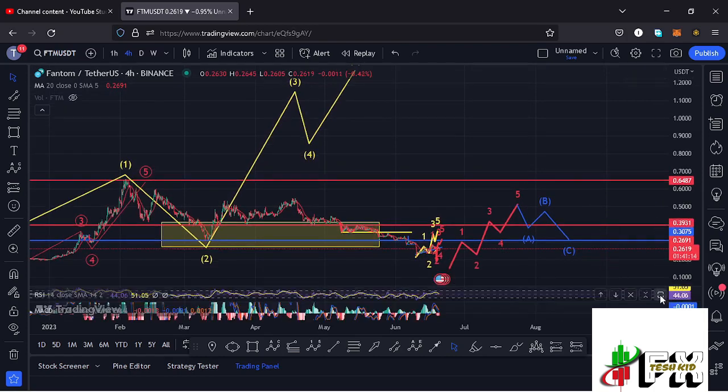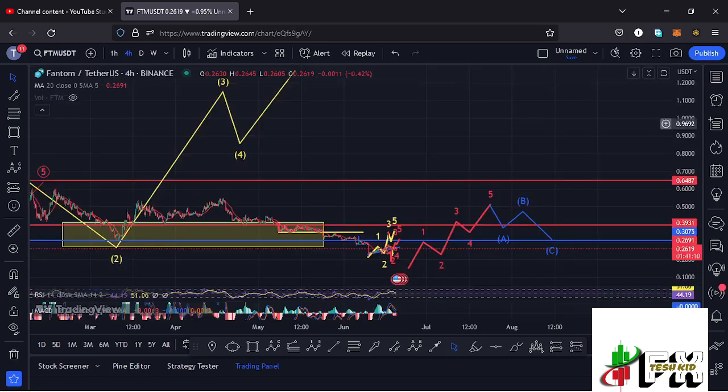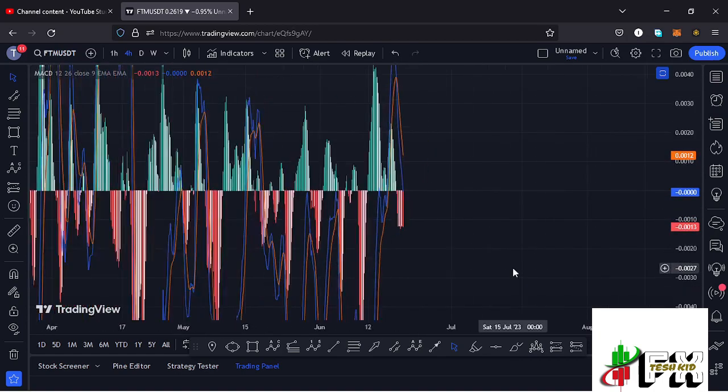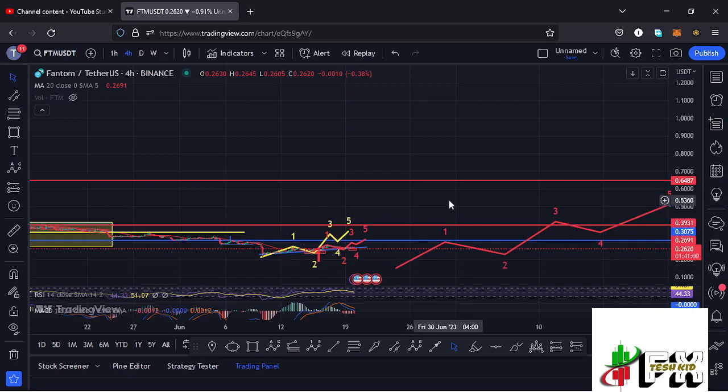On the indicators, on the 4-hour RSI, we are trading at around the 51 mark. Also taking a look at the MACD, we have been able to print a bearish cross. So let's be patient and see how that plays out, and I'll be keeping you updated.